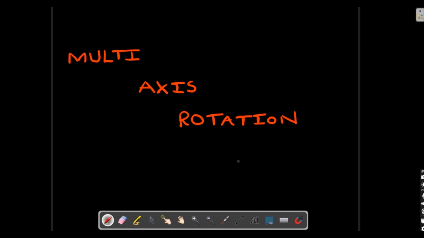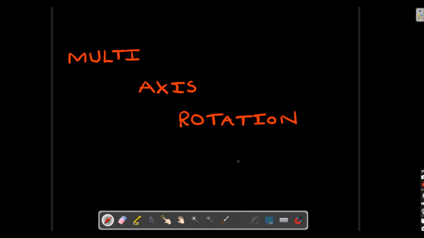Today we are going to start the series on rotational mechanics, in which I'm going to take the first video on multi-axis rotation. This concept is not in our syllabus, yet we see questions coming in various tests, even in the real exam. They keep on repeating, so I thought, why don't we deal with this once?